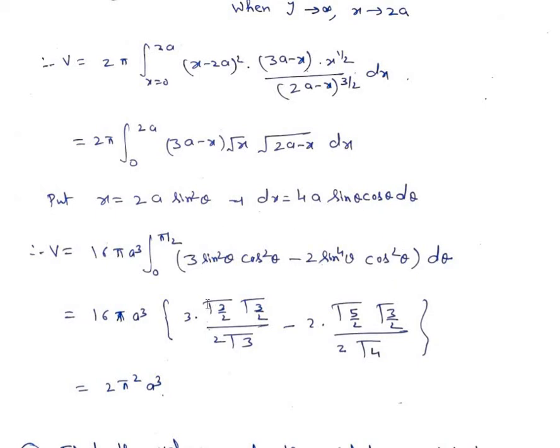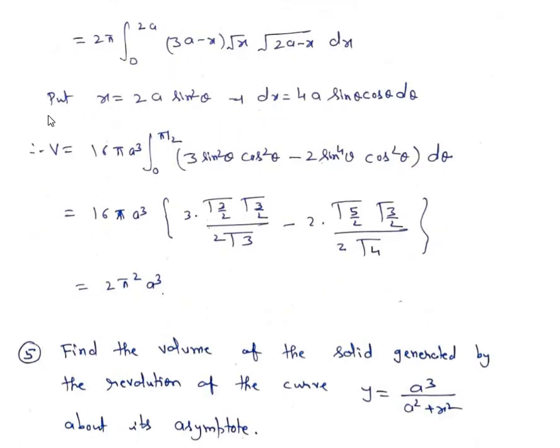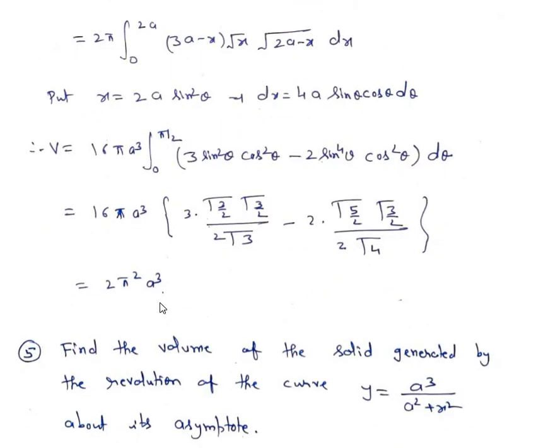And now make use of the gamma function. So this integral is Γ(3/2)Γ(3/2) / 2Γ(3) minus 2 times Γ(5/2)Γ(3/2) / 2Γ(4). So if you simplify it, we get the answer as V = 2π²a³.